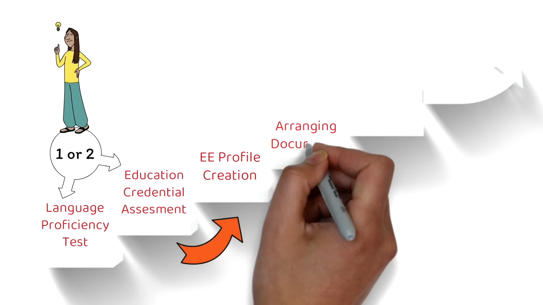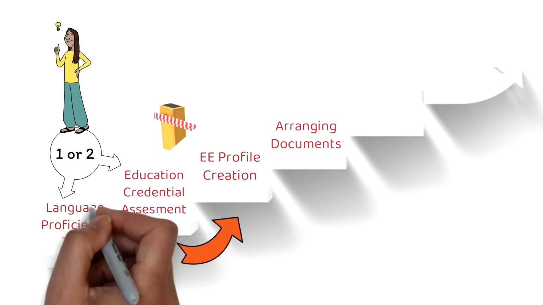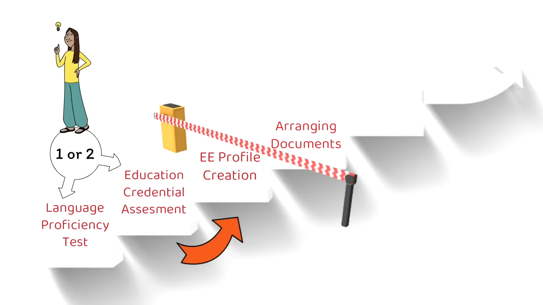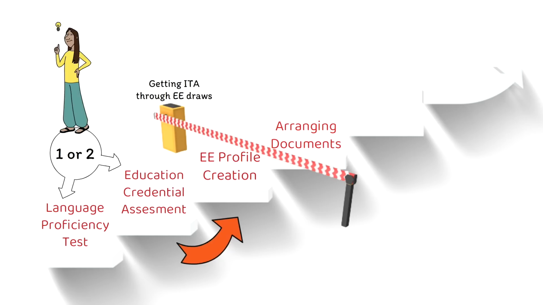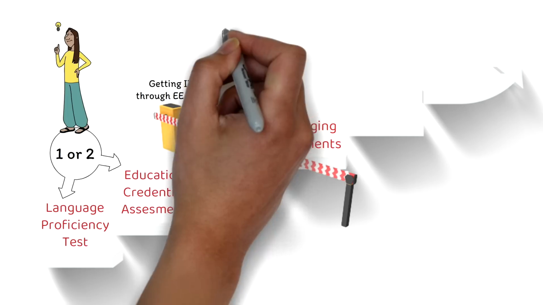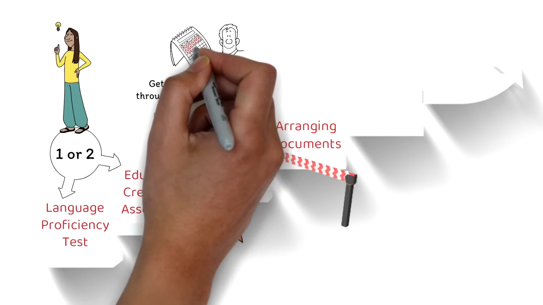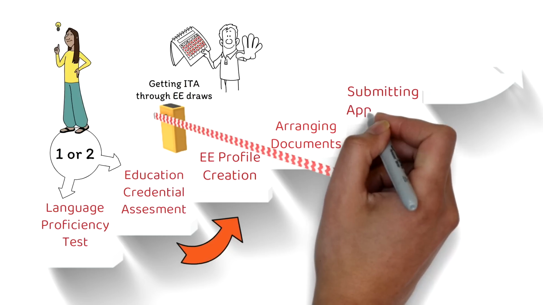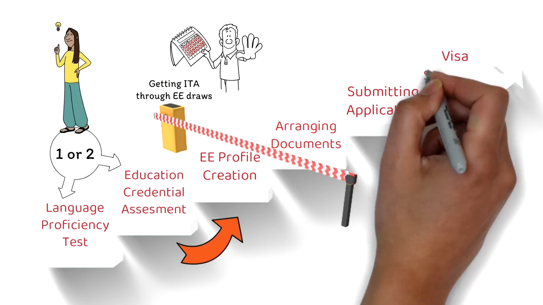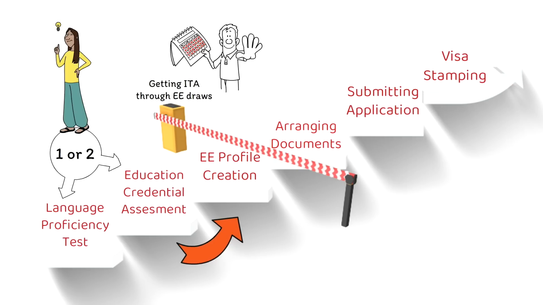Now the fourth step is arranging the documents, but before that there's a big barrier. The barrier of getting the ITA through the Express Entry draws. We'll talk about it in detail, but this is the biggest barrier. Now the Express Entry draws are not a lottery system. They're generally conducted on every alternate Wednesday. And if your score is actually above the cutoff score of that particular draw, you'll get the invitation to apply. We'll talk all about it in detail, so you don't need to worry about it right now. Now the fifth step is submitting your application, and the last step is visa stamping before you fly to Canada.